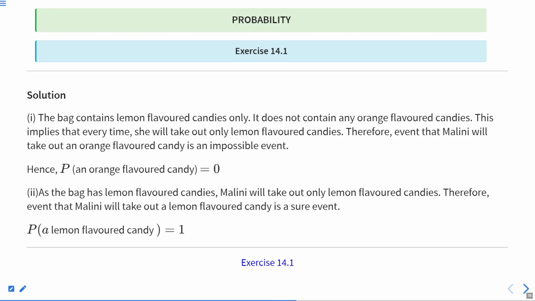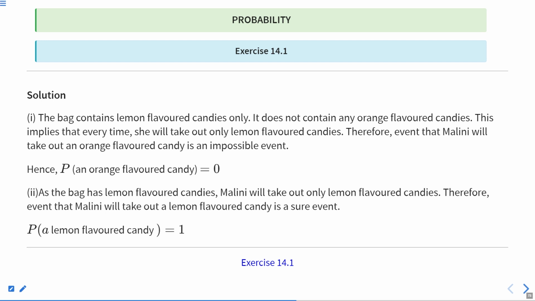Here the bag contains lemon flavor candies only. There are no orange flavor candies. So it does not contain any orange flavor candies, and this implies that every time she will take out only a lemon flavor candy. Therefore, the event that Malini will take out an orange flavor candy is an impossible event. It cannot happen.